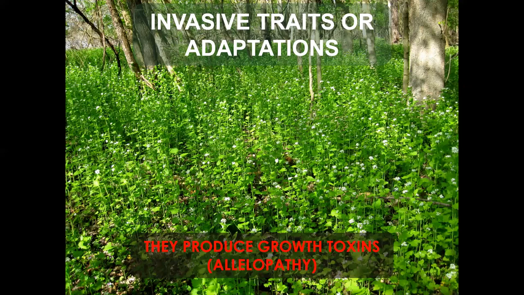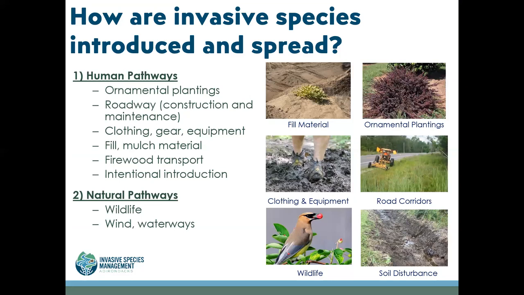So we know what invasive species are. We know some of the traits and adaptations that can make them invasive, but how do they get here and how are they spread? And unfortunately, the answer to that question is it's often us, it is people. There are multiple pathways in which invasive species can be brought to new regions and spread, but most of them come back to human activities.